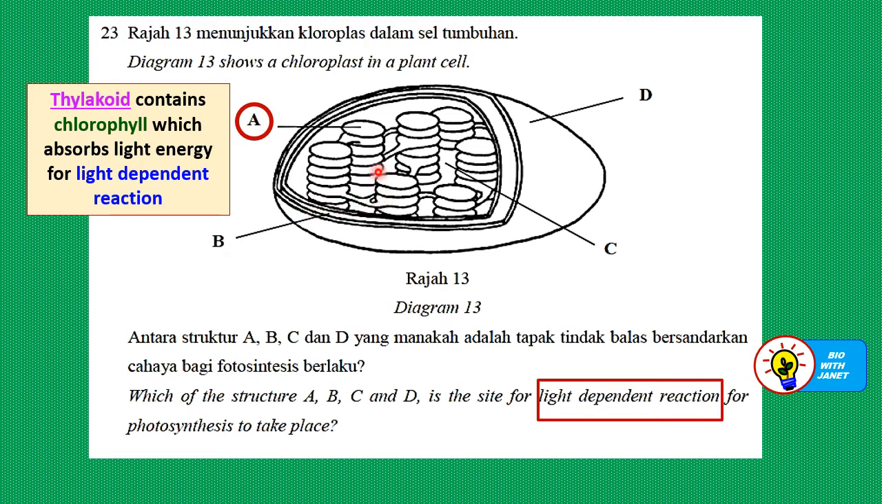Now, let's label the other parts. B is the inner membrane. C is the stroma, the fluid part in the chloroplast. So the stroma is the site for what reaction? The light-independent reaction, which is the second stage in photosynthesis. So the stroma is the site for the light-independent reaction, whereas the thylakoid is the site for the light-dependent reaction. Now D is the outer membrane.